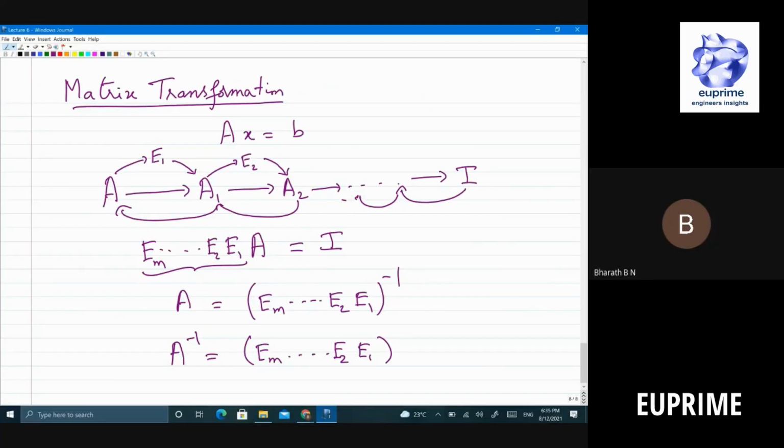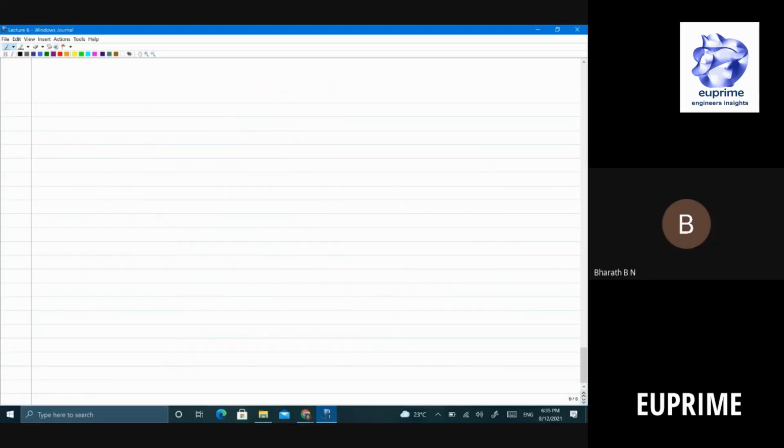Right? So what are elementary transformations? Let's look at elementary transformations. So what are elementary transformations? Can somebody tell me, what do you think is an elementary transformation?